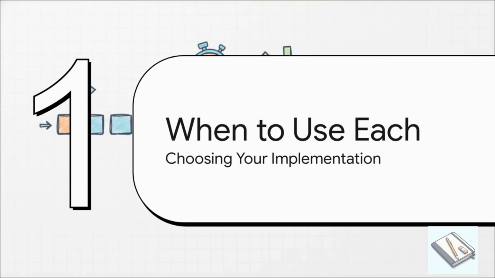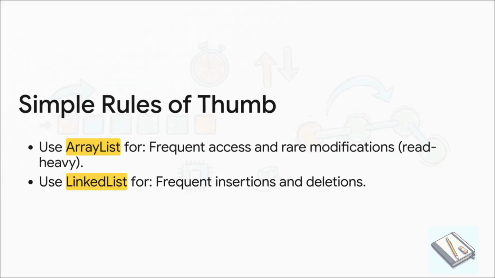Okay, the theory is great, but what does this actually mean for the code you write every day? The real power here comes from knowing when to use each one. So let's talk about choosing the right tool for the job. The classic advice here is actually pretty straightforward. If your program is mostly just reading data, grabbing items by their position over and over again, ArrayList is your champion all day long. But if you're constantly adding and removing elements, especially from the middle of the list, then LinkedList is the clear winner.